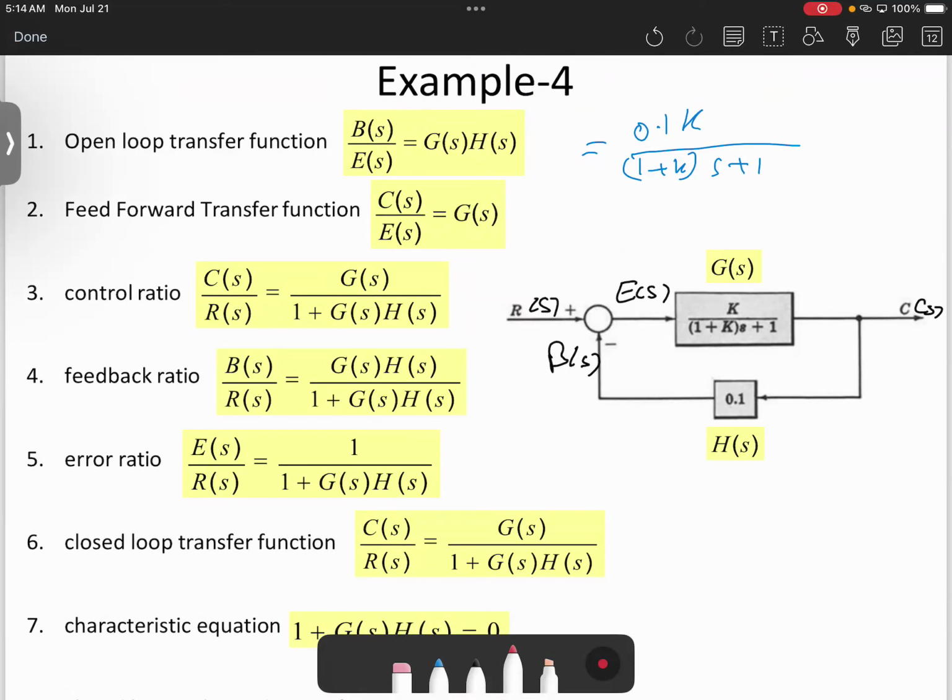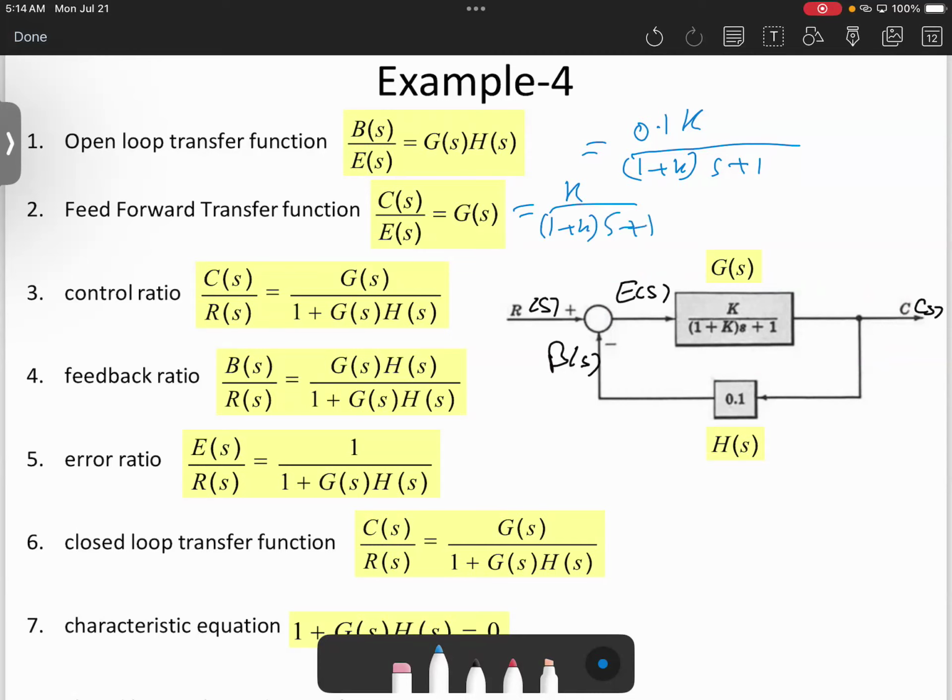Okay, the next thing, the feed forward transfer function. The feed forward is related to only the forward path. This one, right? Understood? So the feed forward direct is G of S, which is K divided by 1 plus K times S plus 1.